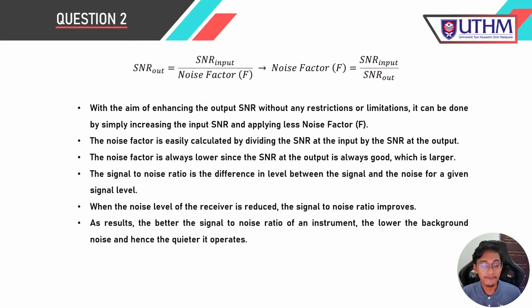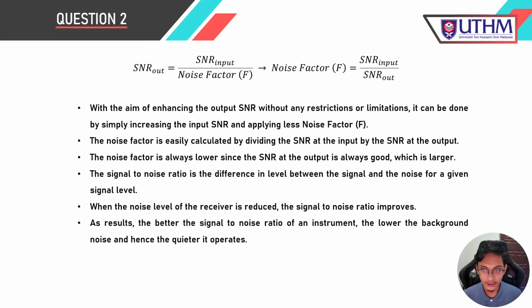And this is the equation that I mentioned before, which is the SNR output equal to the signal noise ratio input divided by the noise factor. But if we rearrange the equation and make the noise factor the subject, we will get signal noise ratio input divided by signal noise ratio output. So as a result, we will get a bigger noise factor and a lower signal noise ratio output.